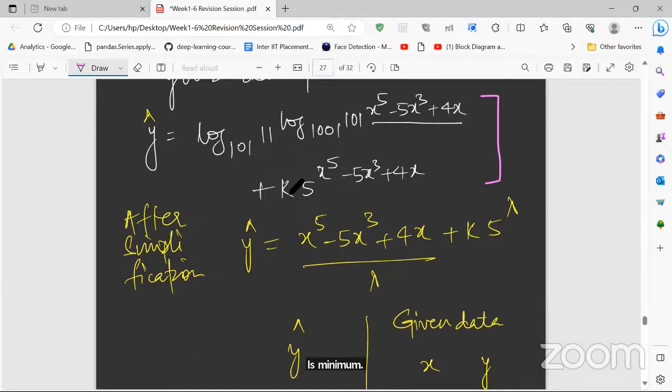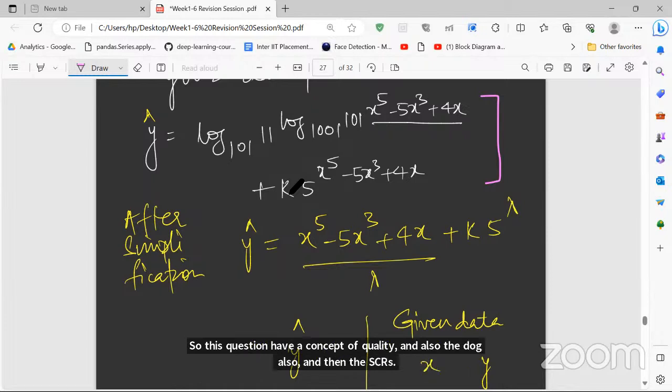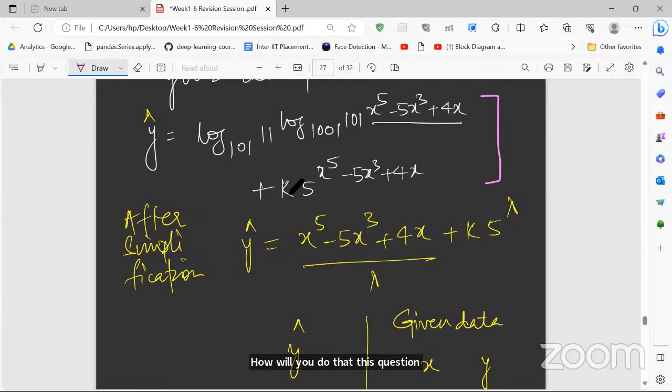Okay, so how will you do that? Just tell me the procedure. This question has a concept of quadratic equation also, the log also, and then SSE also. How will you do that? Tell me. If somebody is getting any idea, just let me know.